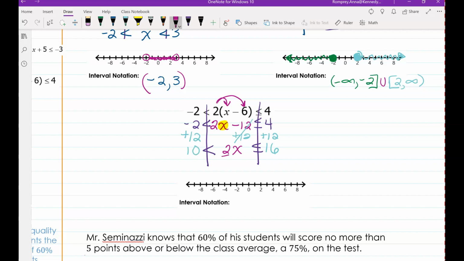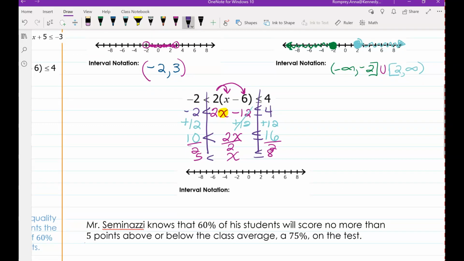And when I divide everything by 2, I get x is less than or equal to 8 and greater than 5. All right. So let's go ahead and graph. Feel free to pause the video at any time if you want to try it on your own and then check your answer. So x is between 5 and 8.